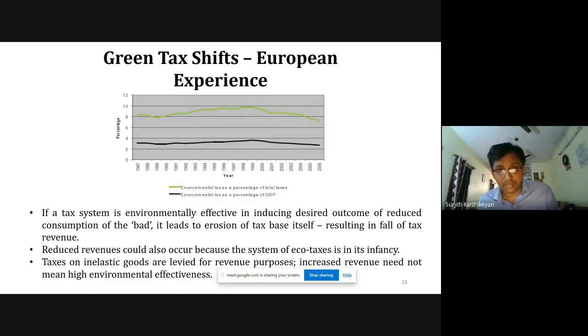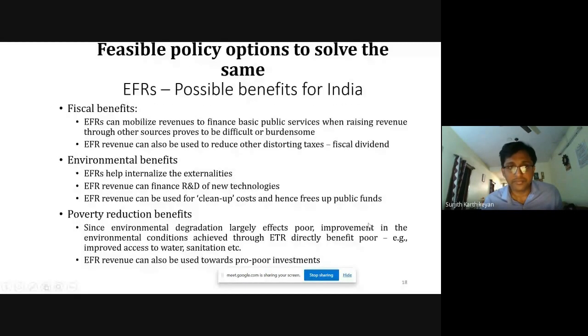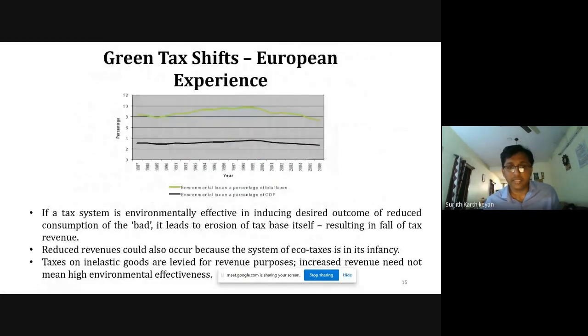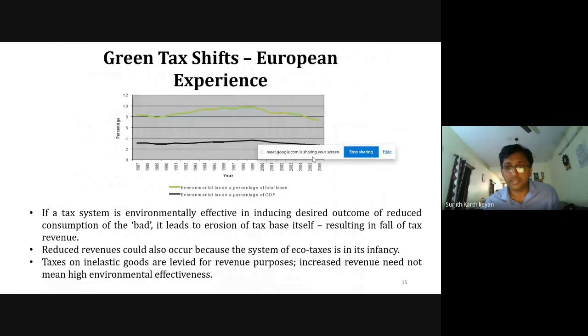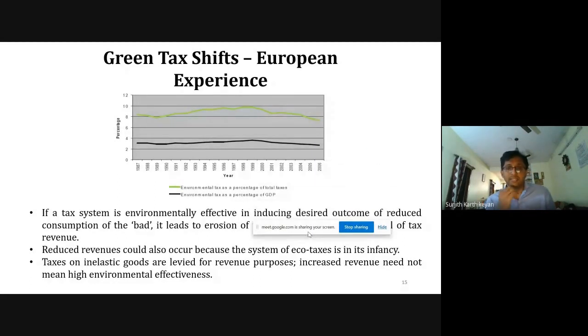Environmental tax as a percentage of GDP is also slightly like that. So if the tax system is environmentally effective in reducing the desired outcome of reduced consumption of BAT, it leads to erosion of the tax base itself, resulting in a fall of taxes. So reduced revenues could also occur because the system of eco taxes is in its infancy. If the imposition of eco tax had increased pollution, it would have been the alternate case.